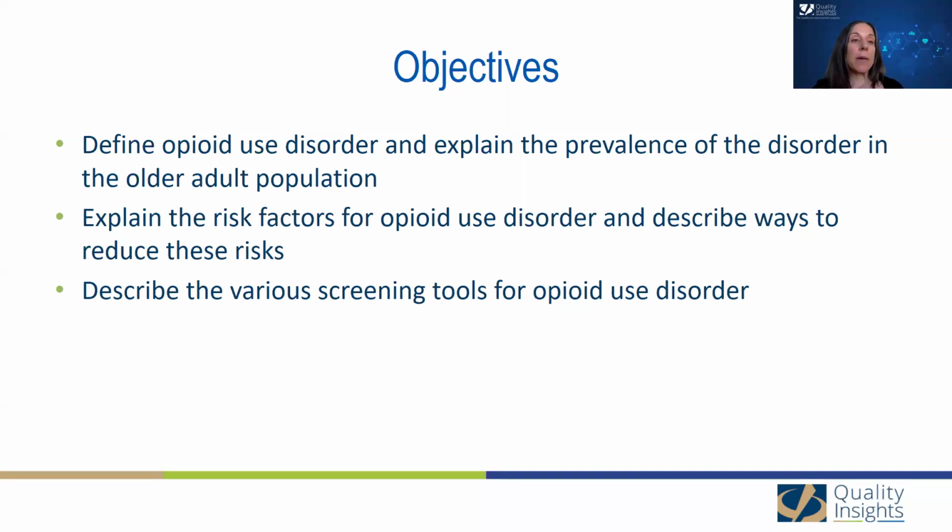So we're going to be talking about the definition of opioid use disorder and the prevalence. It's really more prevalent than you would have thought. We're going to talk about the risk factors for opioid use disorder, and some ways to reduce the risks, because if we're not screening our residents for opioid use disorder, we really don't understand what risks they have of developing it. So we have to understand what risks our residents have, so we're very cognizant about opioid prescribing in these residents. We also are going to talk about screening tools.